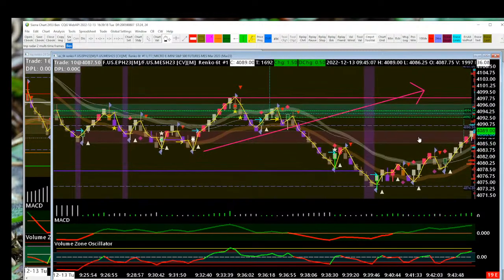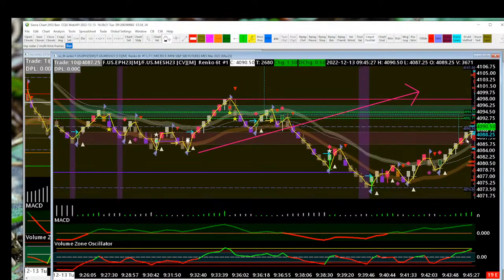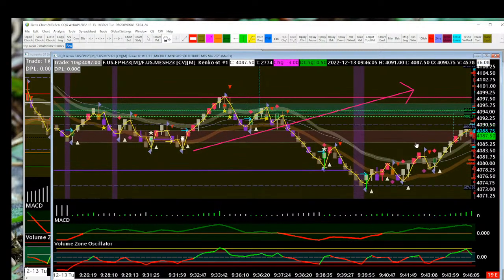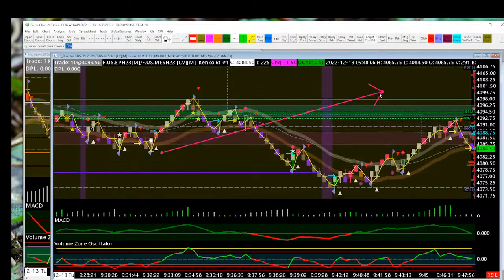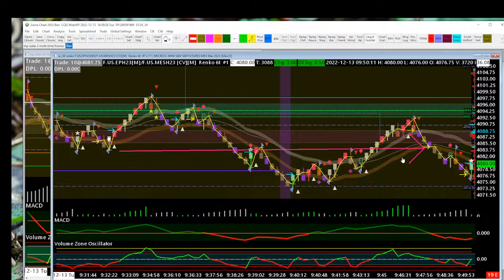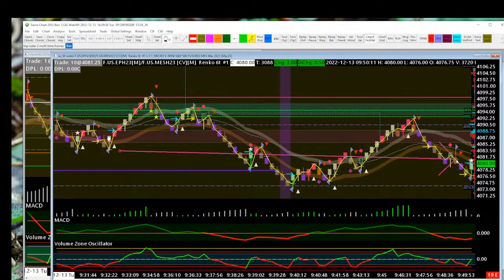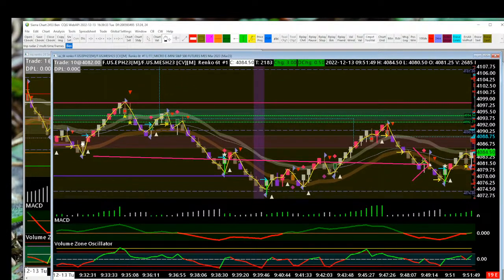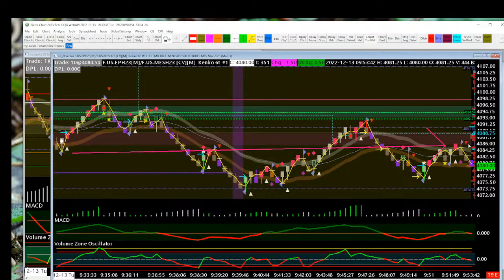Let's see. Unless it does reject here. It'd have to reject right there. And it kind of does. It went back up to this one. So let's see. Do the star down and orange bar down start working down here? I kind of doubt it. No. See that? They get stopped out. They get stopped out. See that?